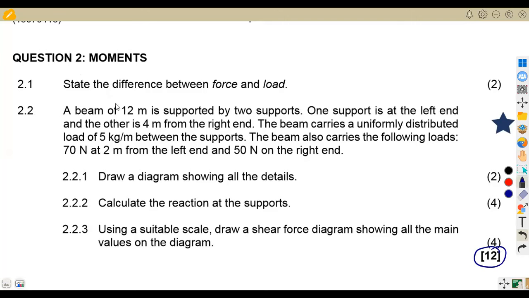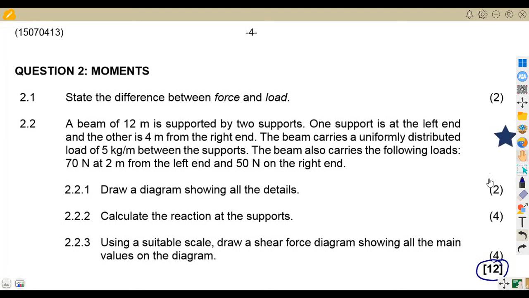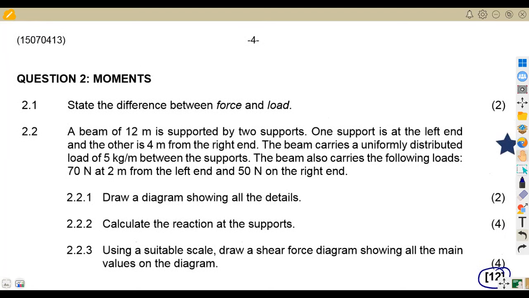So the first question, 2.1, was to state the difference between force and load. For this one, guys, all you need is your definition. We have to know that force is a vector quantity. So force is known, right? Let's just write here: a vector quantity.